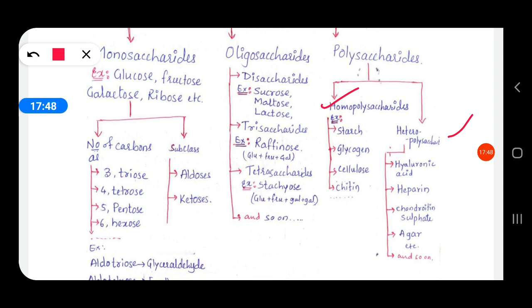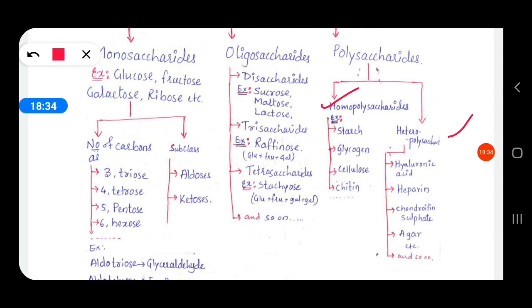These are heteropolysaccharides which are present in the cell wall of bacteria, the cell wall of plants, animals, in the cell, in the blood as a carbohydrate. So hyaluronic acid, heparin, chondroitin sulfate, agar. Agar is produced by a type of bacteria. So these are called heteropolysaccharides. These heteropolysaccharides yield more than one type of monomer unit on hydrolysis.